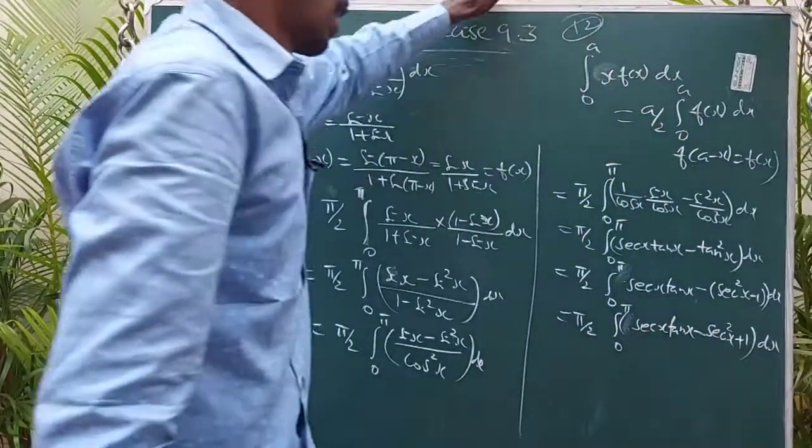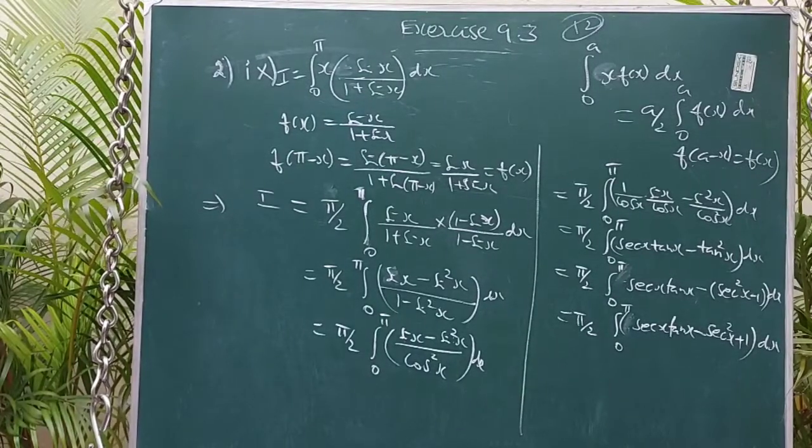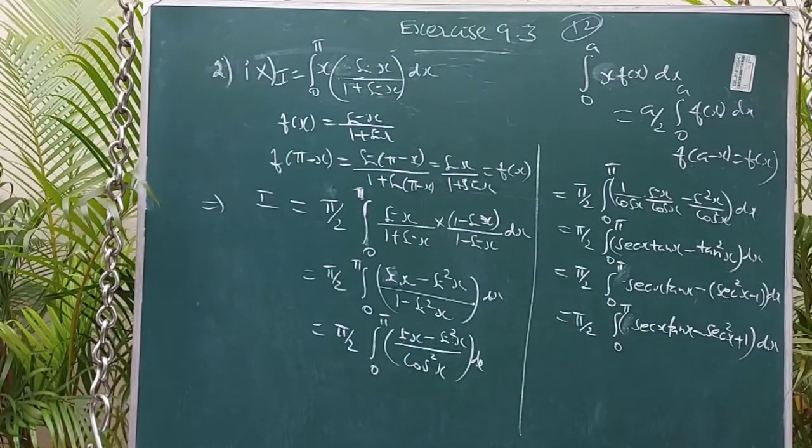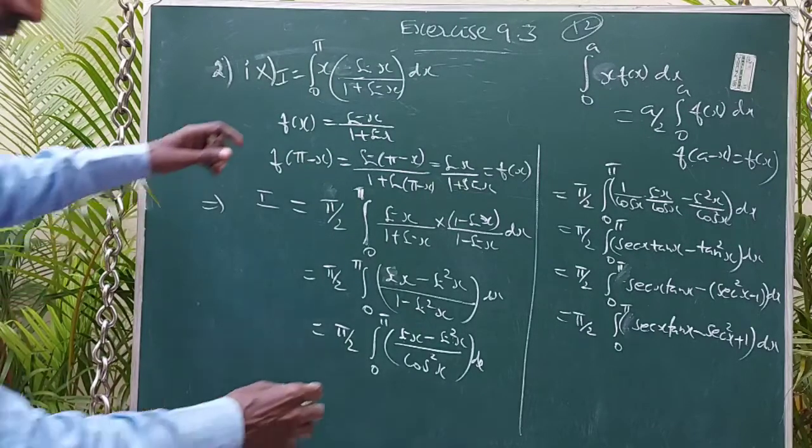Are you clear? Now it is converted into the formula type. We know what is the integration of secant x tan x. Secant x differentiation is secant x tan x. Therefore secant x tan x integration is secant x. Again secant square x differentiation is secant square x. That's why integration of secant square x is tan x. So we can get the answer easily.